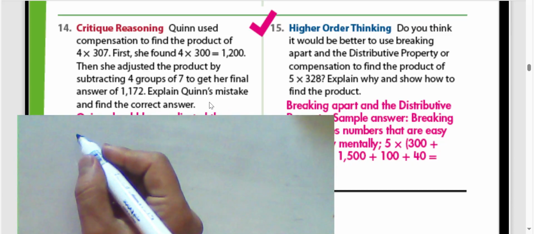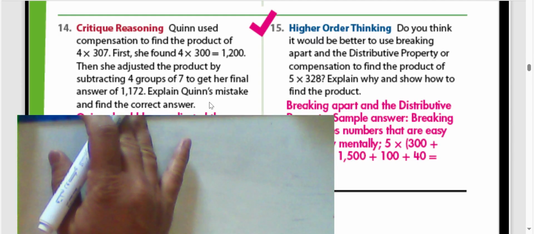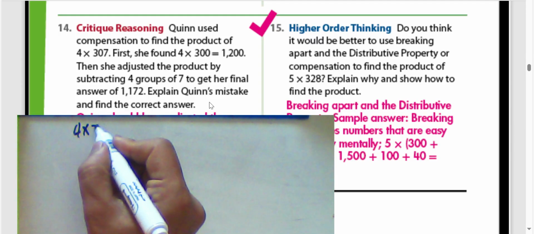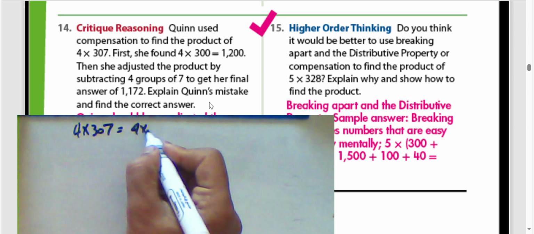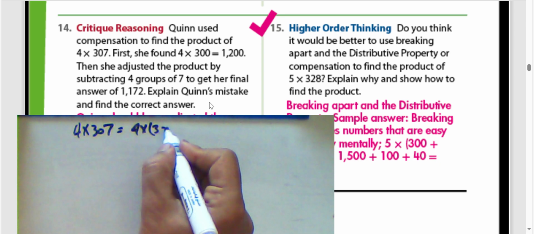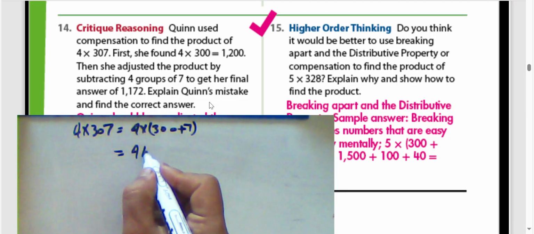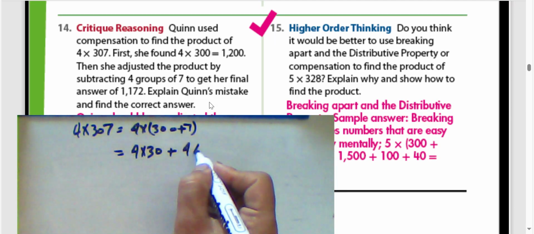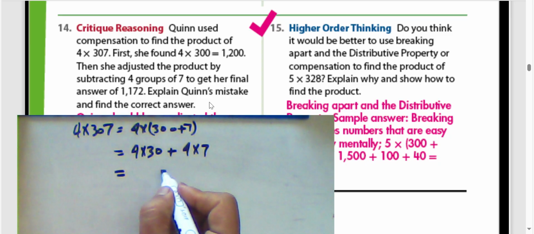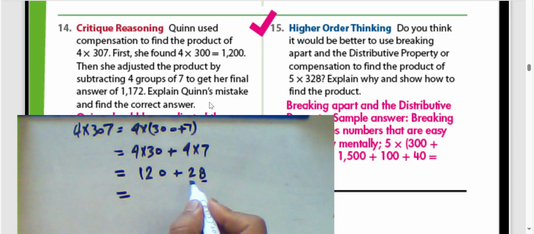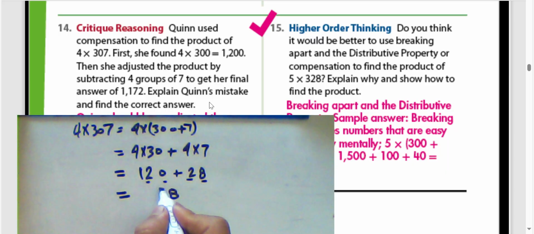Okay, look at the steps here. 4 times 307. First step, we can write 4 times 307 equals 4 times 300 plus 7. And then you can use the distributive property. Write 4 times 300 and 4 times 7. 4 times 300 is 00, and 3 times 4 equals 12. And 4 times 7 equals 28. 8 plus 0 equals 8, and 2 plus 0 equals 2. Then the result will be 1228.